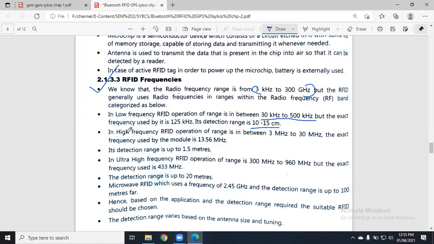After low frequency, we have a high frequency RFID operation. Its range is between 3 megahertz to 30 megahertz. So see, the frequency in the low frequency operation is about 30K to 500K. Now in case of high frequency RFID operation, the frequency range is 3 megahertz to 30 megahertz. And the exact frequency we are using is about 13.56 megahertz. Correct. And the distance which we can cover with the help of this frequency is about 1.5 meters. Right. So 1.5 meters is obviously greater than your 10 to 15 centimeters.